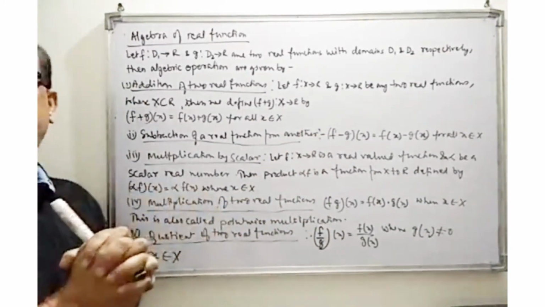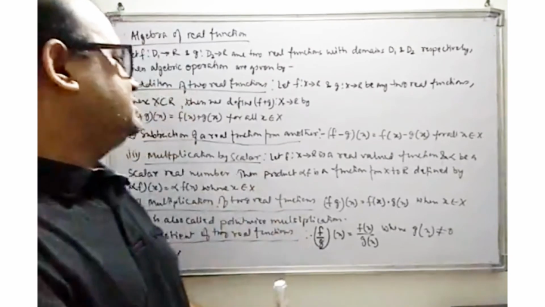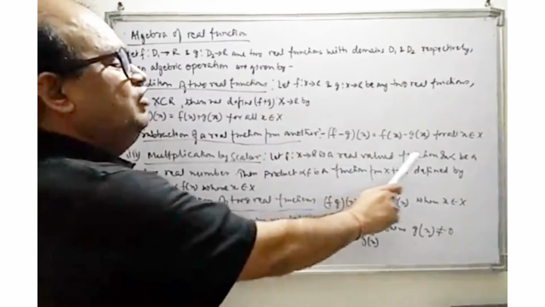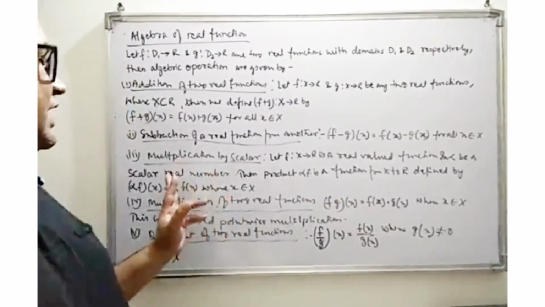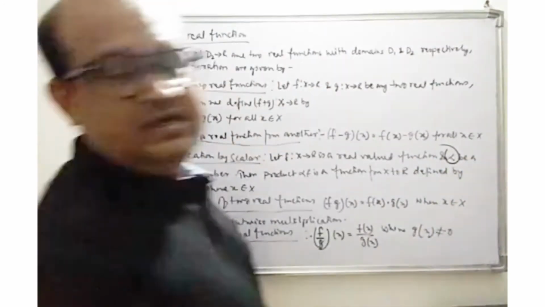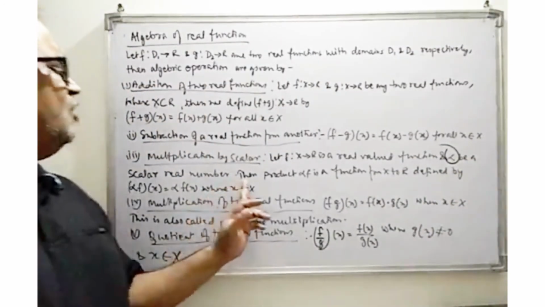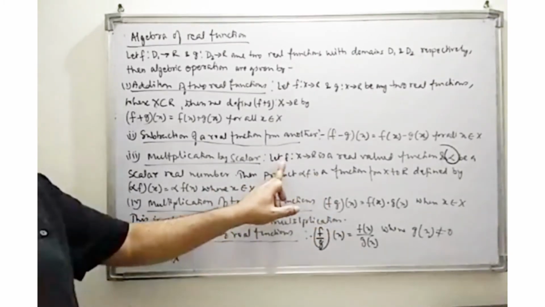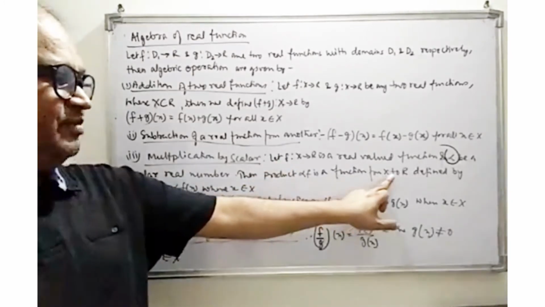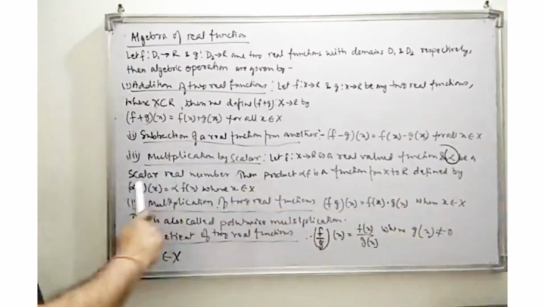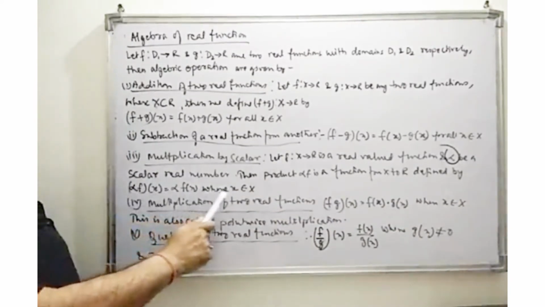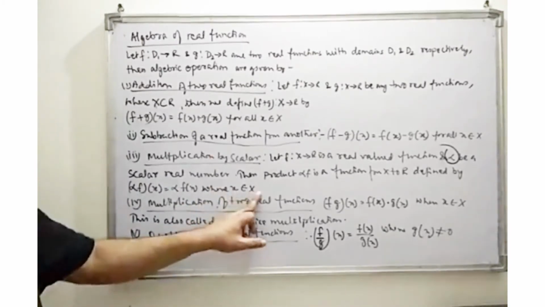Then comes multiplication of a function by a scalar. Suppose f(x) mapping to R is a real valued function, and alpha is a scalar real number. Then the product alpha f, that is the product of the scalar alpha with function f, is a function from X to R, and it is defined by (alpha f)(x) equals alpha, you take outside, then f(x), where small x belongs to capital X.